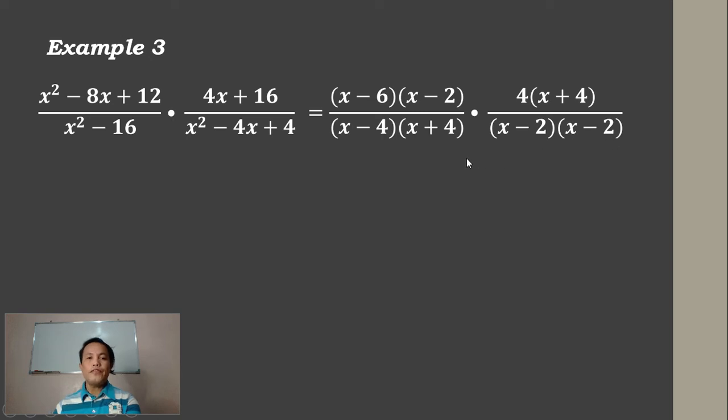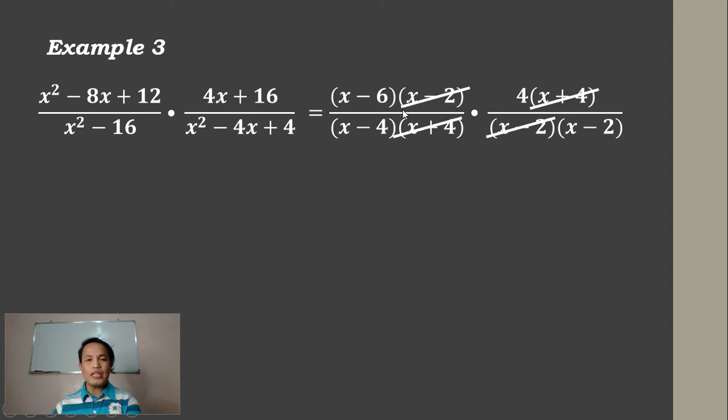After factoring the polynomials in the numerator and denominator, we shall now cancel out the common factors. The first common factor is x minus 2 and x minus 2, so we cancel this out. Then another is x plus 4 and x plus 4, so we cancel this out. There are no more common factors in the numerator and denominator.